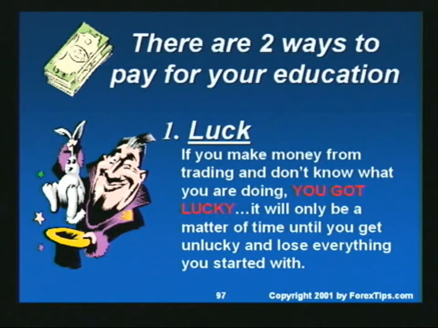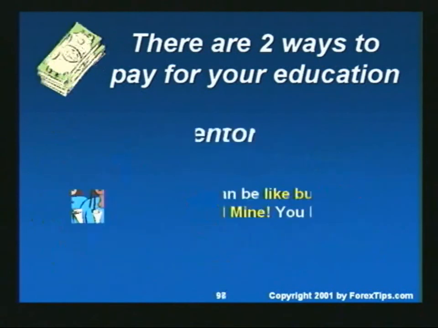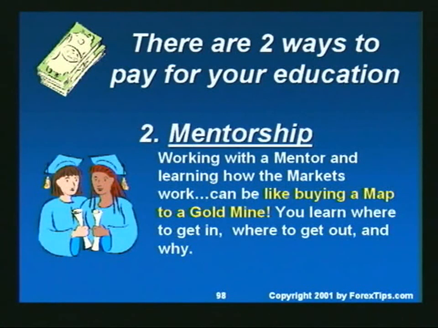There's only 2 ways to pay for your education. One is luck. If you make money from trading and you don't know what you are doing, then you got lucky. It will only be a matter of time until you get unlucky and lose everything you started with. The second way is mentorship. Working with a mentor and getting an education on how the market works can be like buying a map to a gold mine. You need to learn where to get in, and you need to understand the why behind it, and you need to learn where to get out, and you need to understand the why behind it.